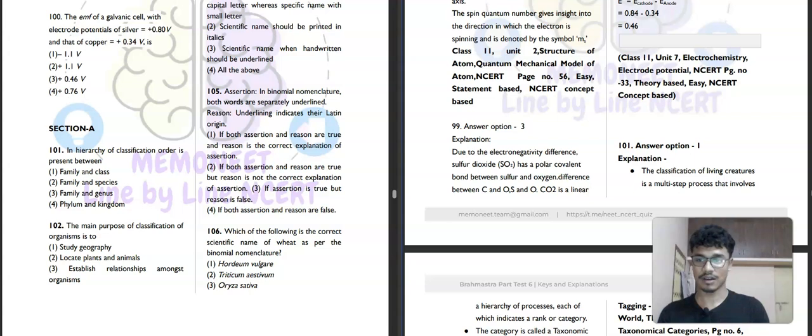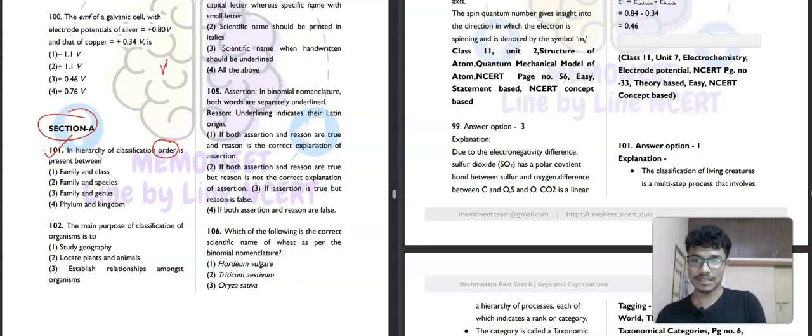So let's start. First question here, section A. It is asking: in the hierarchy of classification, order is present between which levels? So I told you a trick in previous BPTs. If you have seen the video solutions, then you may know about it.